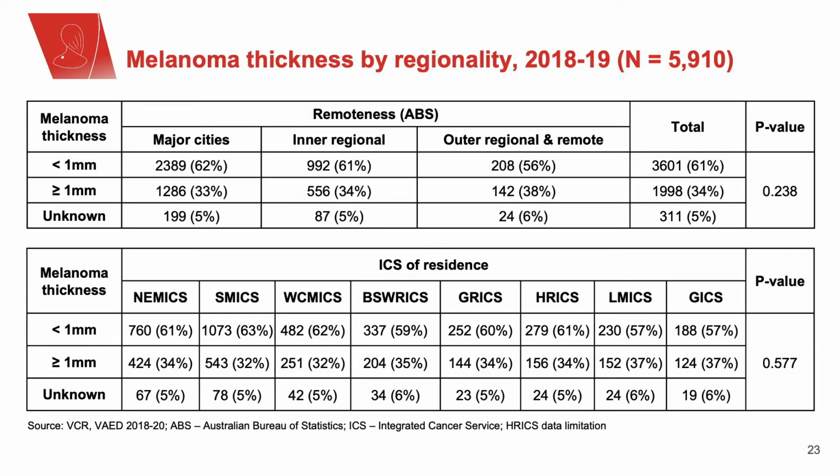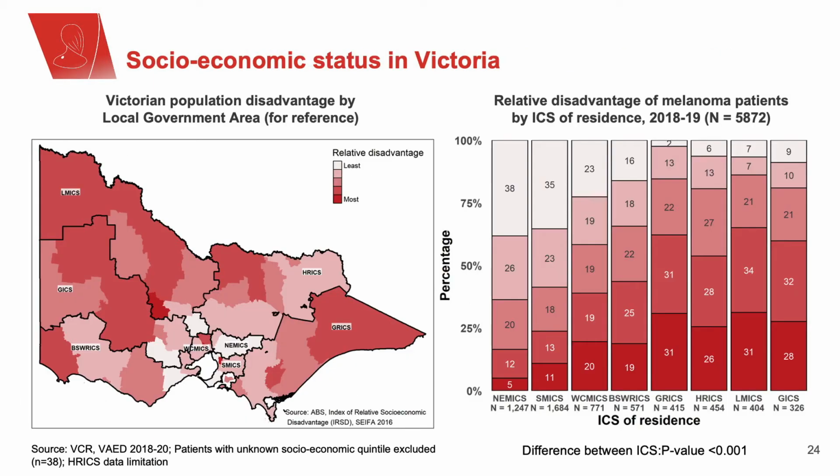And here we go by melanoma thickness. There's no real difference between metropolitan Melbourne and regional Victoria in thin melanomas and thick melanomas, with p-values showing no difference, and also between the ICSs. However, it's important to note that there are worse prognosis and thicker melanomas in the least disadvantaged. Where do the least disadvantaged population live within Victoria? Mostly in regional Victoria and in northwestern areas of Melbourne.